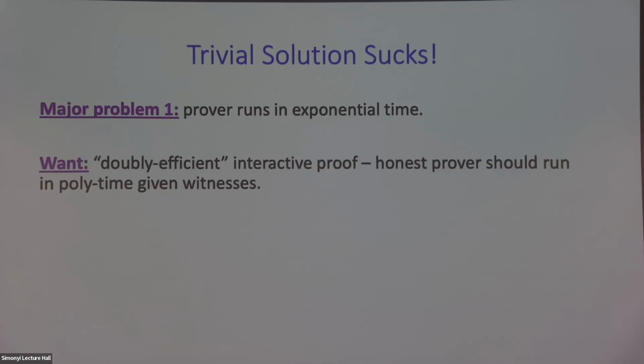So what I would like is what's known as a doubly efficient interactive proof, which just means that the honest prover should run in polynomial time given the witnesses. If it knows the factorization, for example, in our concrete example, it should run in polynomial time. So I'm looking for a doubly efficient solution, which the IP equals PSPACE theorem does not give me.